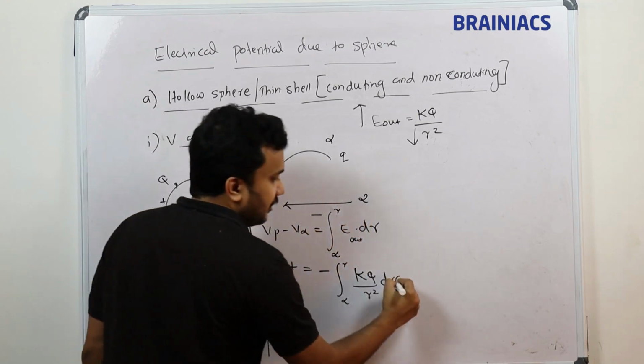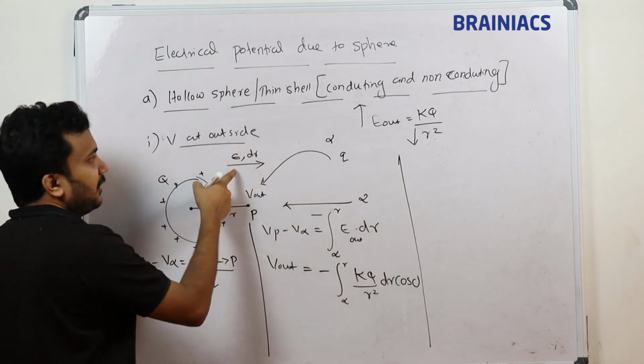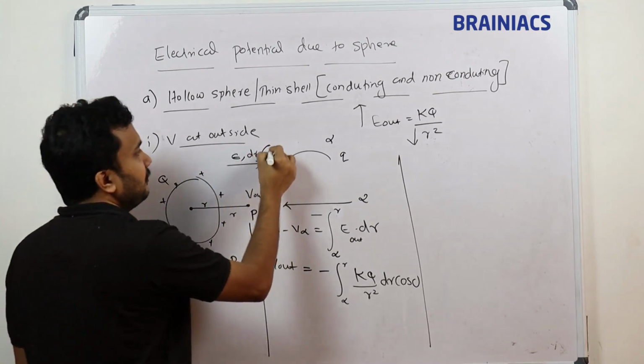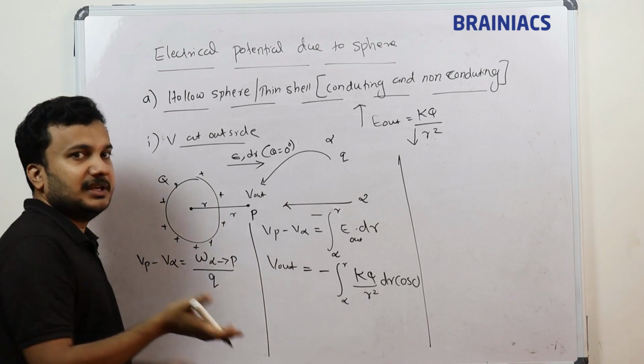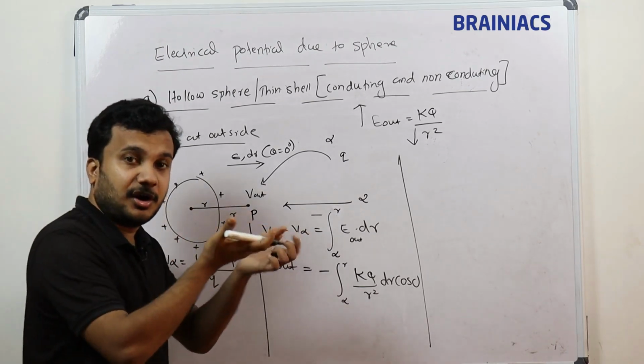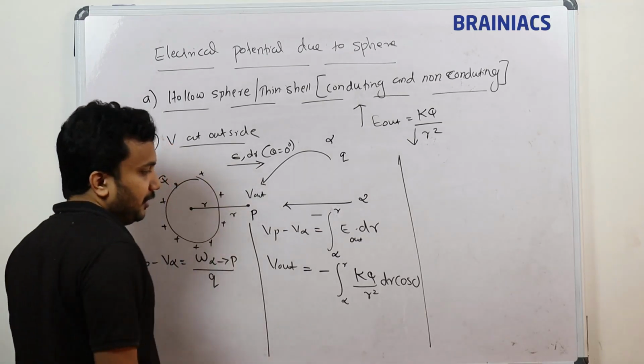So E dot dr means what will come? Cos 0 has to come, because the electric field vector and dr are in the same direction, which means theta will be equal to 0 degrees, because for positive charges the electric field lines emerge outward. Okay, so we have got this relation and we have to integrate it.